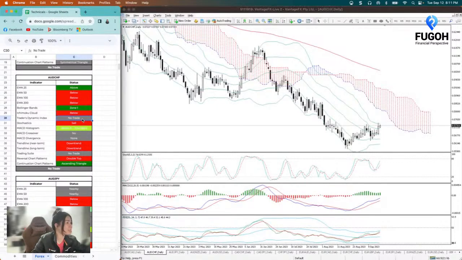It's still below for the TDI. What do we have on the TDI? It's below 50, so it's actually a sell. All right, stochastics is still a buy, so let's change this to a buy. The MACD histogram is a buy and its slope is going down. MACD crossover, do we have any? No. Do we have any divergence? Here to here. Oh, no, we don't have a high yet. Not yet.